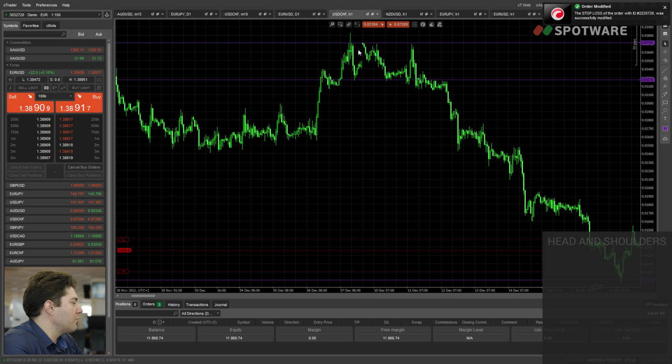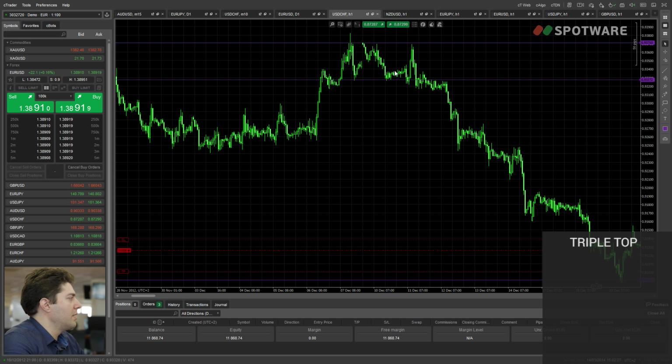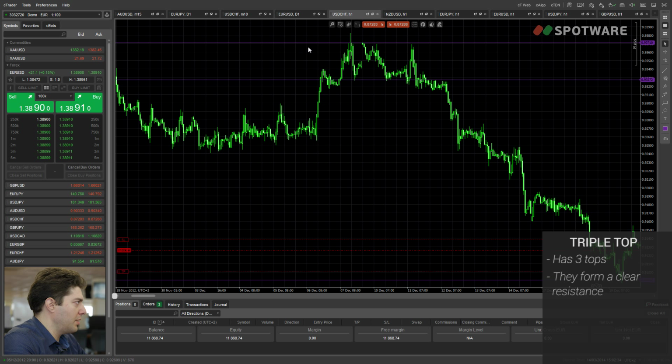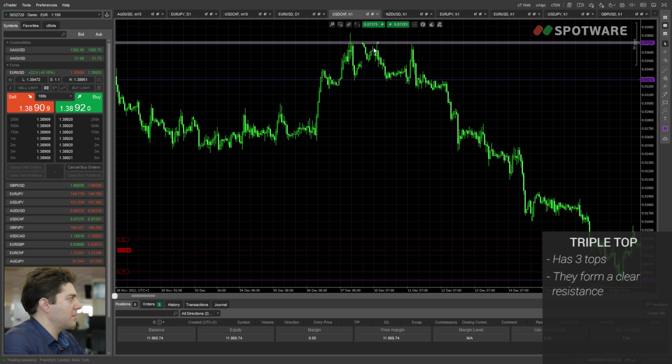Next pattern that we're going to talk about is called the triple top. It's a pretty simple pattern as well. This pattern is the same as a double top, only it has 3 tops. But what's important is that these 3 tops need to be making a very clear resistance. Like we see in this case, they are at the same level.